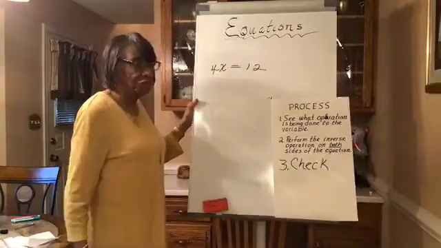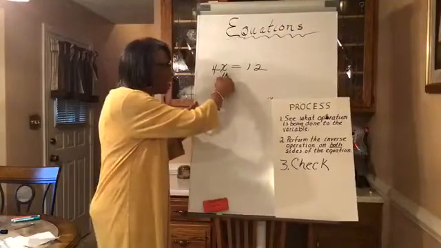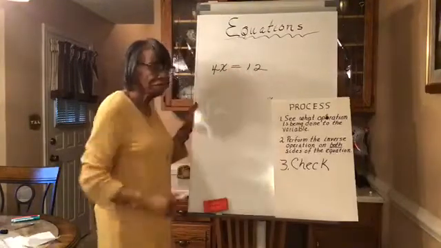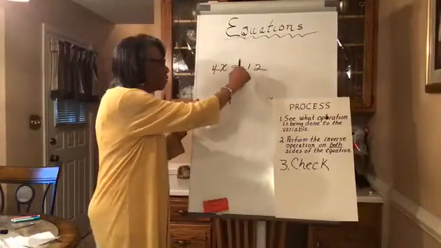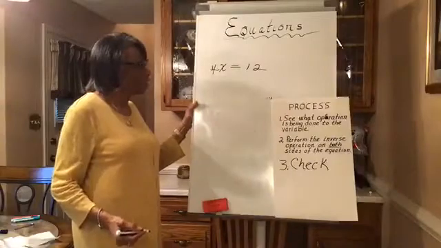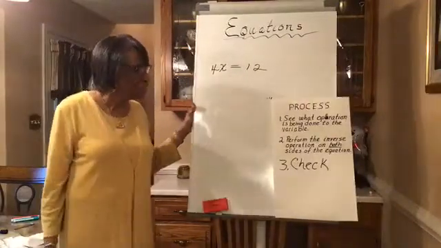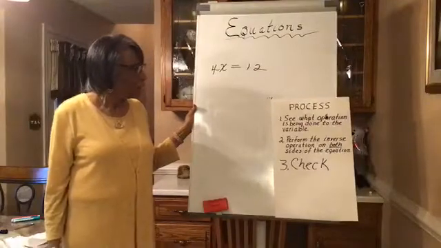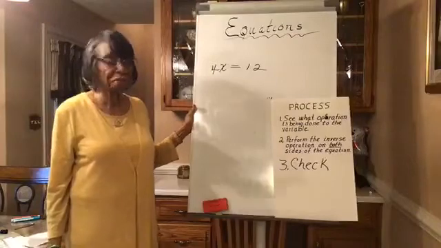Read that equation with the operations. 4 times x equals 12. Say it with me. 4 times x equals 12. All right? See if you can do that. See what the operation is that is being done to the variable. Then do the inverse of that operation on both sides of the equation.